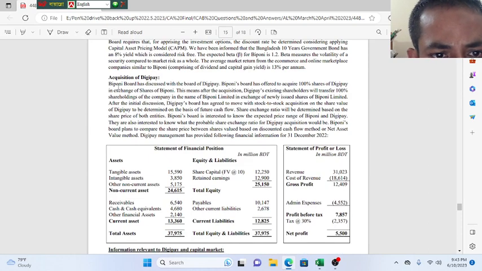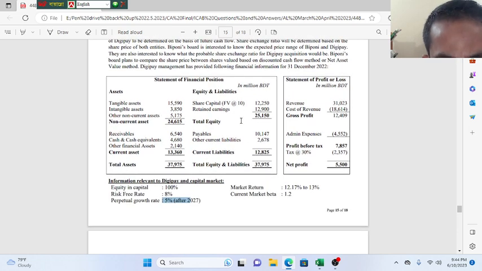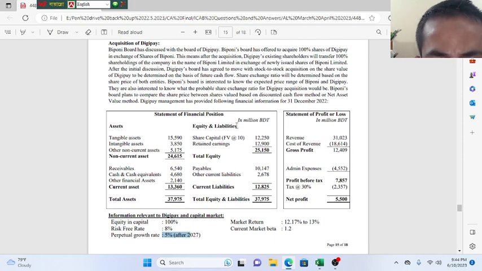Acquisition of DigiPay. The Biponi board has discussed with the board of DigiPay. Biponi has offered to acquire 100%. We will not repeat all of that. This is a share for share exchange, a stock swap or share swapping. This is not a critical calculation and is an easy method rather than an IPO or bond financing. Share for share exchange is easy.